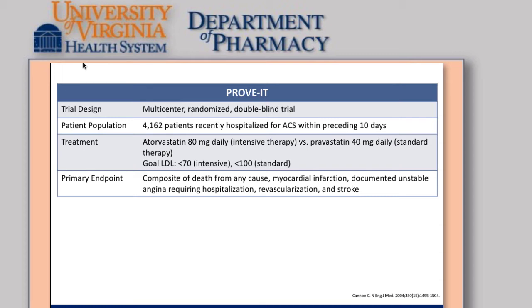The primary endpoint was very similar to the previous trial, as a composite of death from any cause, myocardial infarction, documented unstable angina requiring hospitalization, revascularization, and stroke. Follow-up for this trial was a mean of 24 months, and this trial saw very similar reductions in LDL, with a median LDL of 62 in the intensive group and 95 in the standard dose group.